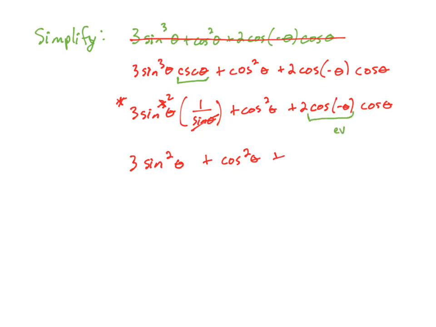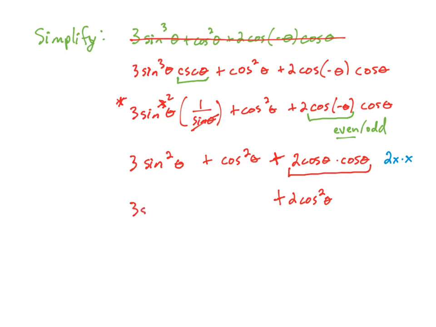now this cosine of negative theta, again we want to think of the even and odd identities. Cosine is an even function, so what that means is cosine of negative theta is the same as cosine of theta. So this will be plus 2 cosine of theta times cosine of theta. When we multiply this together, 2 cosine theta is kind of like 2x times x, right? We get 2x squared. So 2 cosine theta times cosine theta is going to be 2 cosine squared theta.